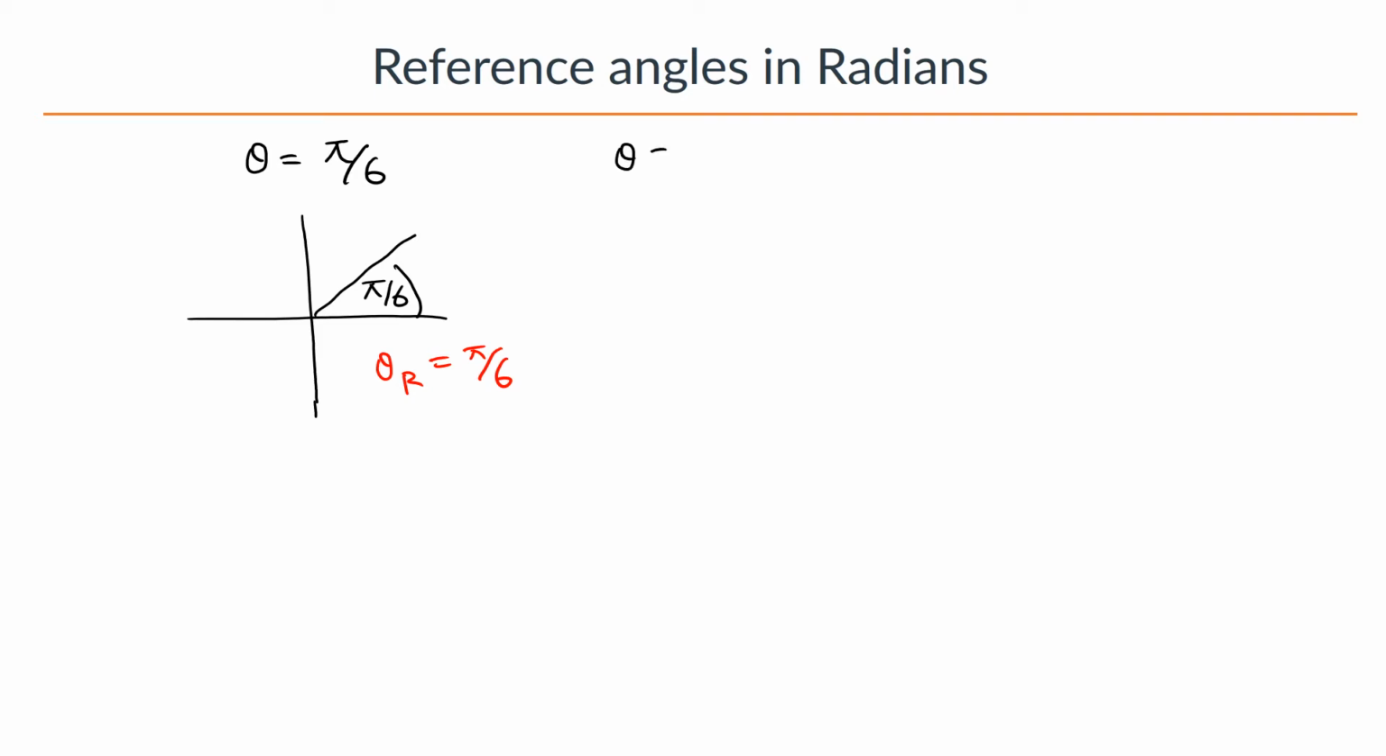So let's say theta equal 3 pi over 4. I'm going to say that this is the reference angle, just this part. And let's see why. Let's draw the angle, and you can see this is less than pi and more than pi over 2. So that means this angle is in the second quadrant. So that's the angle.